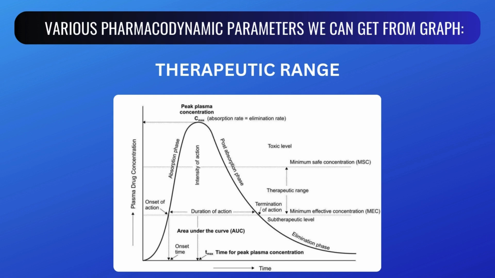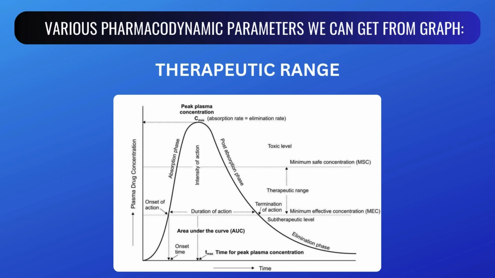Let's break it down in simple terms. Below the therapeutic range, the drug concentration is too low to be effective, so the drug may not work as intended. Within the therapeutic range, the concentration is just right for the drug to be effective and safe. Above the therapeutic range, the concentration is too high, which could lead to toxic side effects.